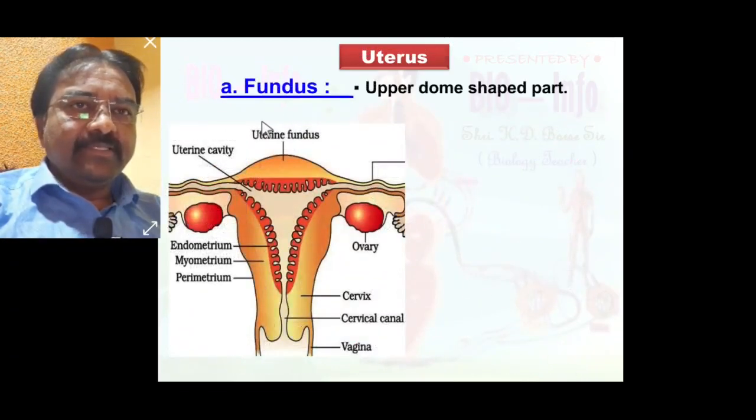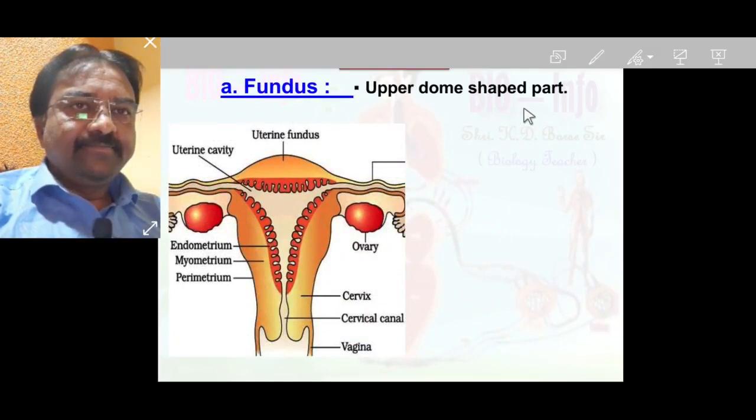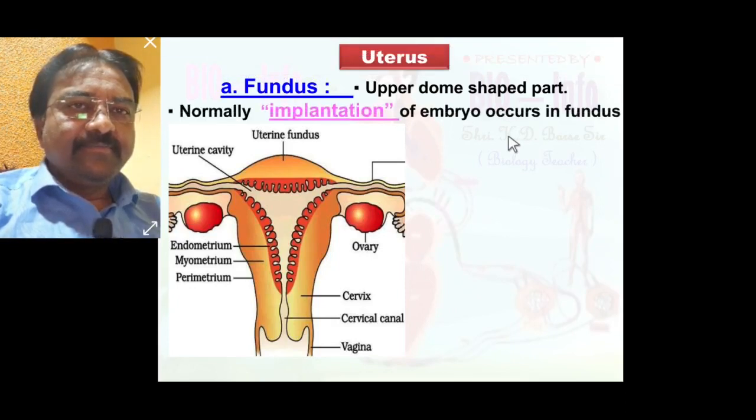First one is fundus. You know, the fundus is the upper dome shaped part. Normally, implantation of the embryo occurs in the fundus. You know, implantation means the embryonic blastocyst is attached to the uterine wall. That is called implantation. So normally implantation takes place in the fundus region.